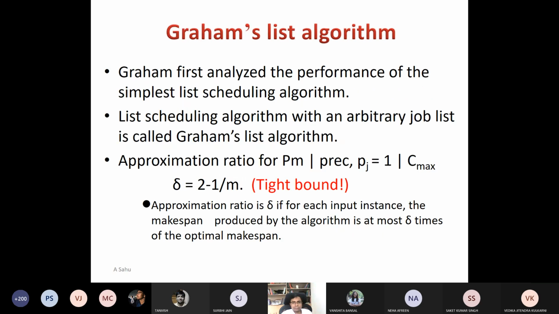And Graham's list algorithm is very simplistic, and it is again a 2 minus 1 by m approximation. Similar to earlier, where it was 2 minus 1 by m minus 1, here it is 2 minus 1 by m. So this is very simplistic. What is list scheduling? A list scheduling algorithm with an arbitrary job list is called Graham list scheduling. What we looked at is for independent jobs also. Let's look at how Graham list scheduling works.